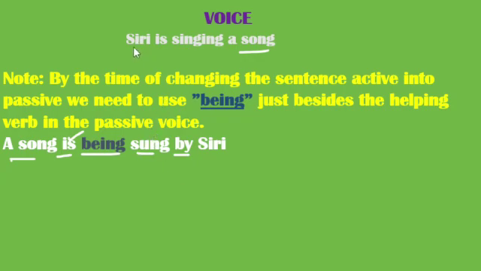But Siri is a noun. If it were a pronoun, if instead of Siri we had "she," then "she" has to become "her." But this is not a pronoun, this is a noun, so the noun is replaced the same as usual without changing. So: "A song is being sung by Siri." In this way we have to transform the sentence from active into passive. Let's see one more example.